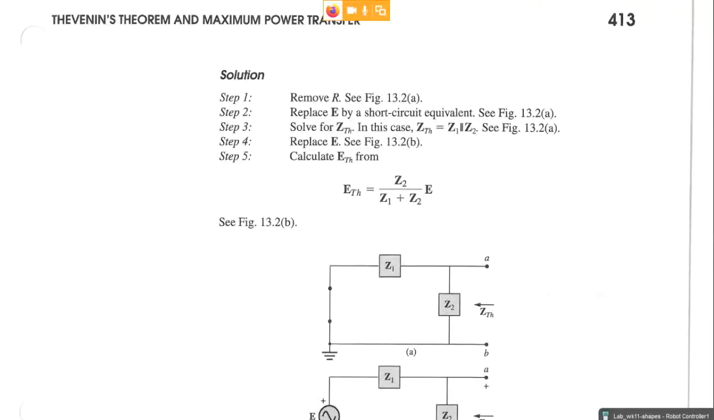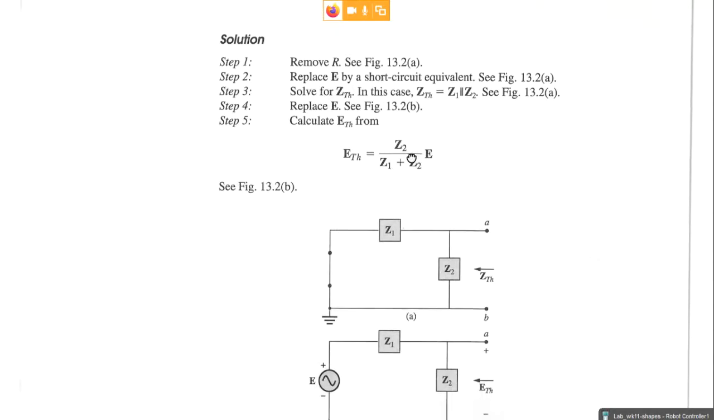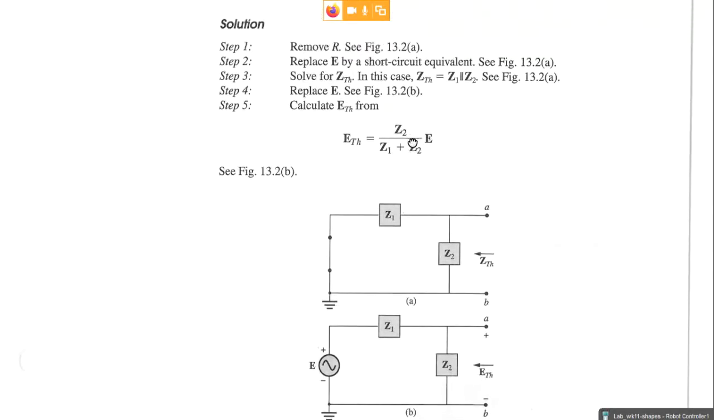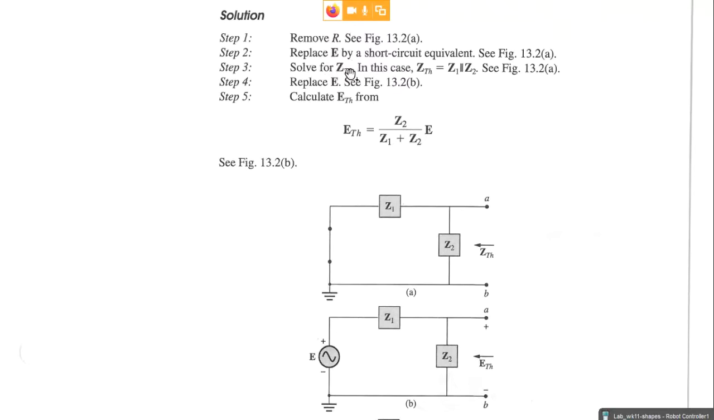Okay, so once again, for Thevenin's theorem, what we're going to do is solve for the impedance Z Thevenin by shorting all voltage sources and opening any current sources. And then we're effectively going to measure the impedance from the terminals A and B.